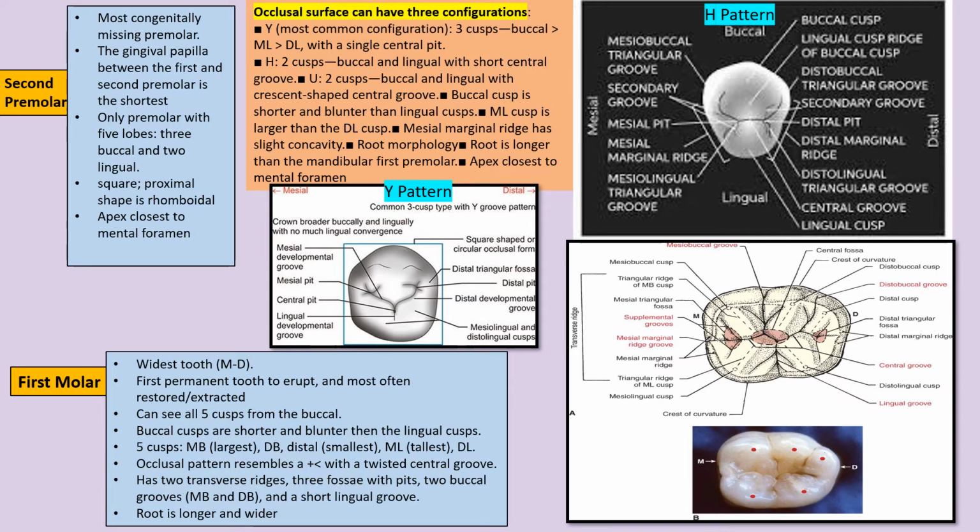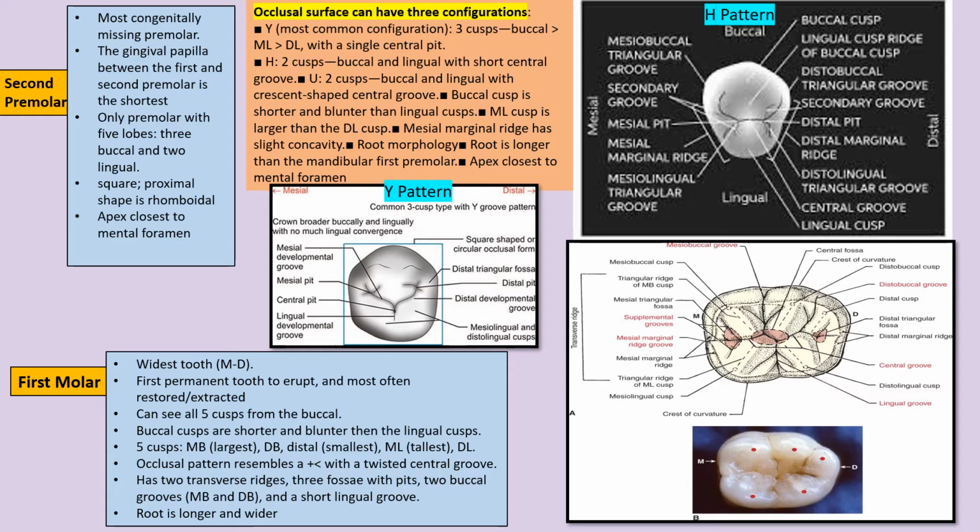So the distal cusp will be on the buccal side. It will have a buccal groove that will divide the buccal surface into mesiobuccal and distobuccal cusps, a lingual groove that will divide the lingual surface into mesiolingual and distolingual, and a distobuccal groove that will divide into the distobuccal cusp and the distal cusp. It's like a plus arrow pattern with a twisted central groove. It has 2 transverse ridges, 3 fossae with pits, 2 buccal grooves, mesial and distobuccal, and a short lingual groove. Root is longer and wider.